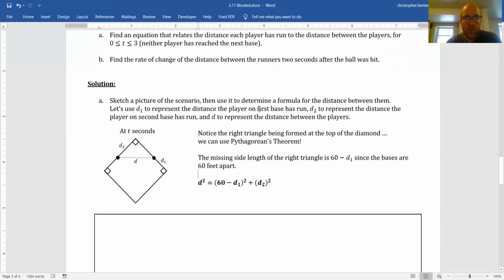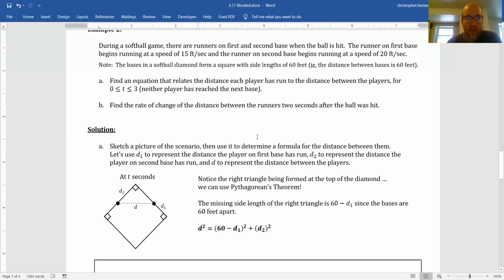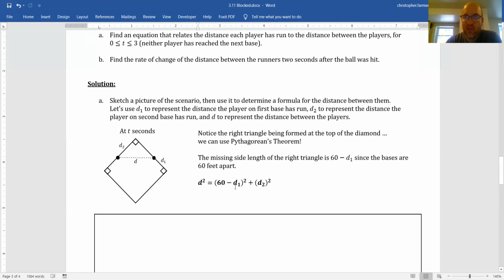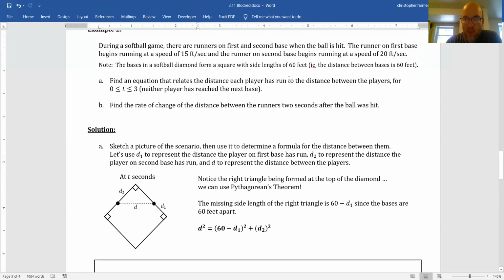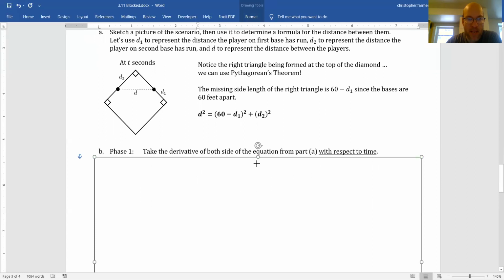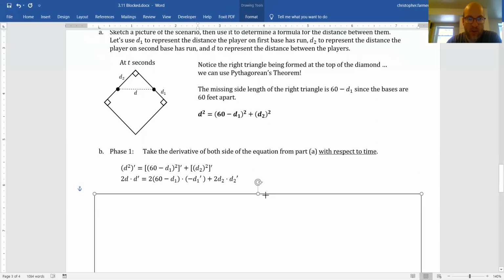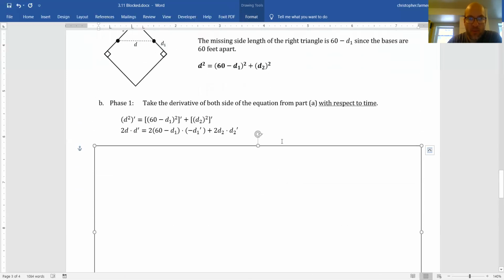Okay, and that first part, that's the only thing that makes any of these problems different. As soon as you figure out that equation, everything else is just literally take the derivative of both sides, figure out how to interpret the information from the problem as rates or extra information to plug into the problem, and then answer the question. Okay, so moving on to part B, the first part of part B, where we're asked to find the rate of change between the runners, is the same thing that we did before. We're just going to take the derivative of both sides.